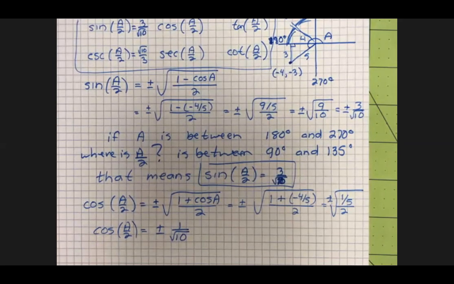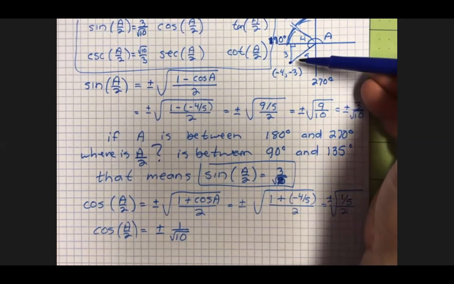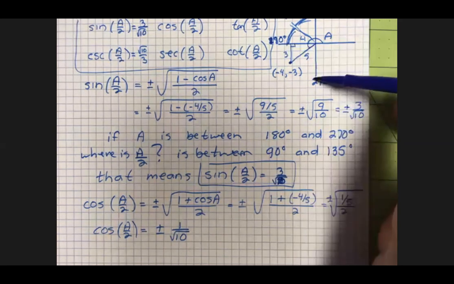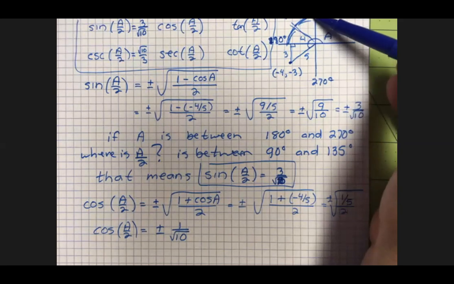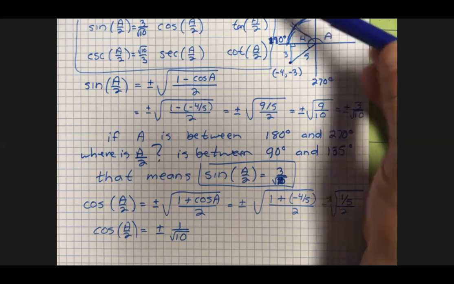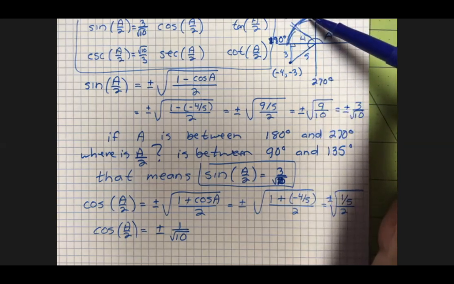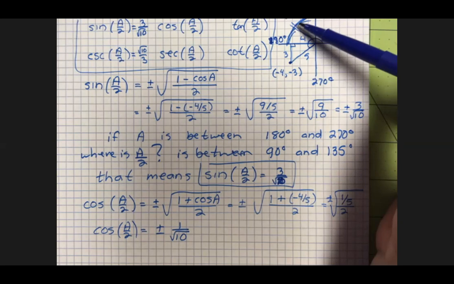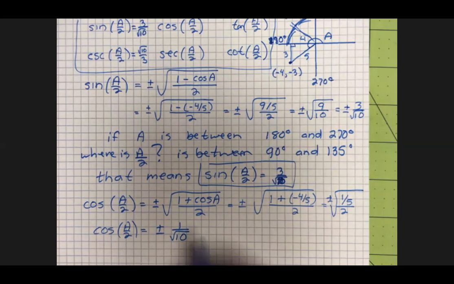Now I have to choose plus or minus, right? And again, I'll go back to my drawing. If A is between 180 and 270, then half of A is between 90 and 135. So I am in quadrant 2. A over 2 is in quadrant 2 for this A in quadrant 3. And in quadrant 2, the cosine is negative valued because the cosine is x over r and x is negative values. So this time, I need to choose the negative. Cosine of A over 2 is negative 1 over root 10.